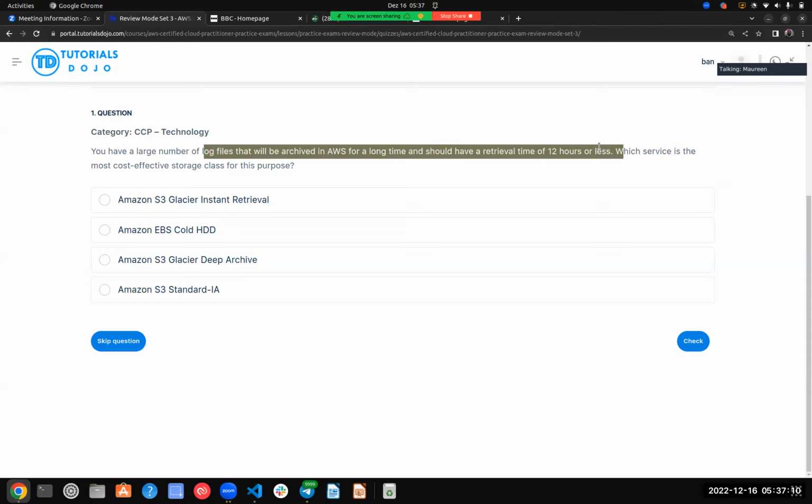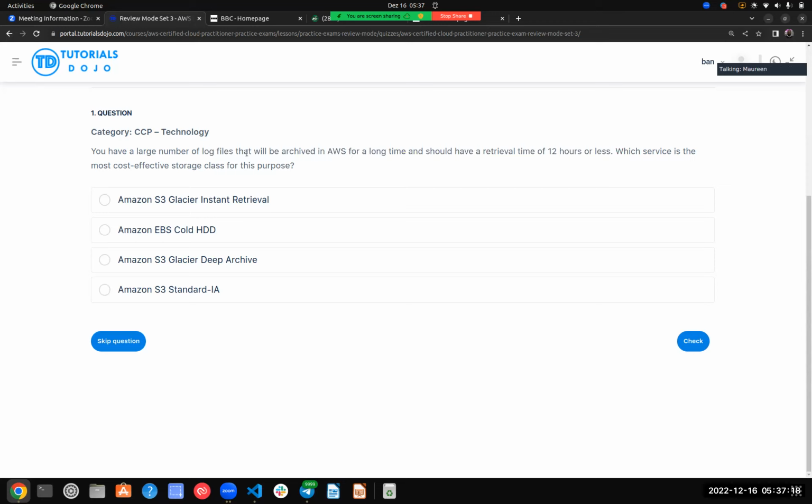Amazon S3 Glacier Deep Archive. That's the Deep Archive, where C, you say? Yeah. Any other thoughts? Okay. No thoughts, so let's check and see.